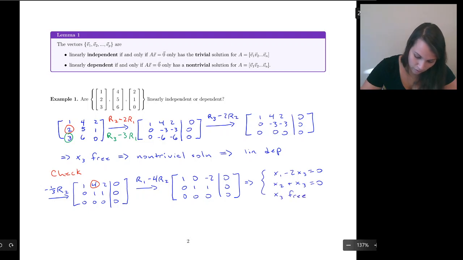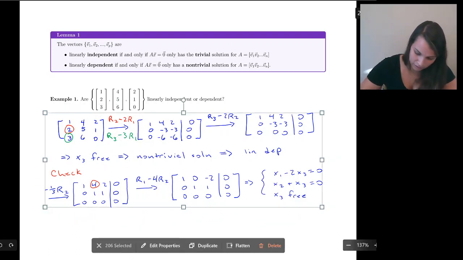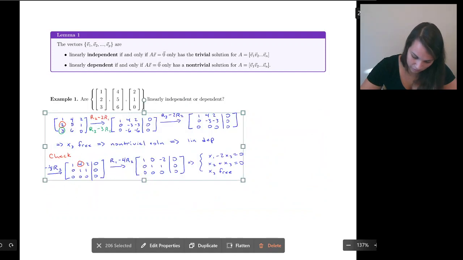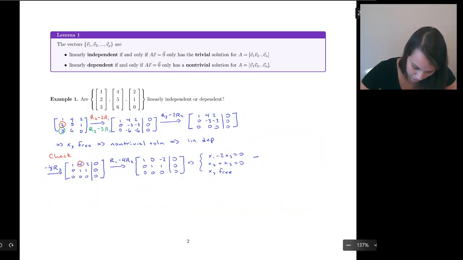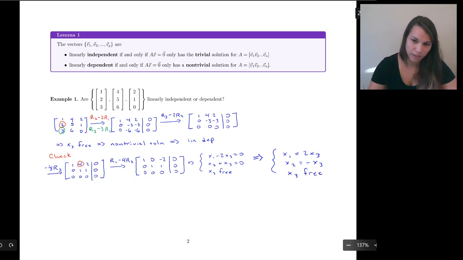We're going to solve for x1 and x2. And I'm going to give myself some more space real quick. Here we go. So x1 equals 2x3, x2 equals negative x3, and then x3 is free.